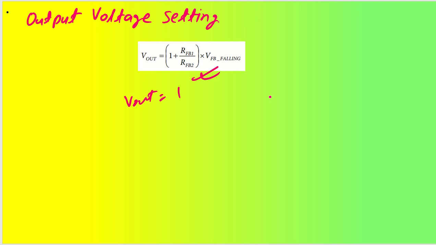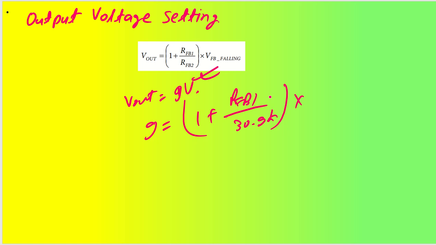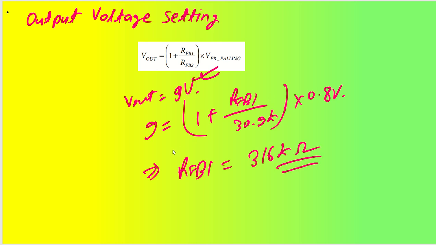So let's say V output is 9 volt. In that case, what you have to do is 9 must be equal to 1 plus RFB1, which is to be calculated, and this is, let's say, 30.9 kilo ohm I am taking, multiplied by VFB falling, which was 0.8 volt, okay. So using that you are going to get RFB1 approximately 316 kilo ohm. So this is how it has been set to 9 volt using these two resistors of 30.9 kilo ohm and 316 kilo ohms, okay.